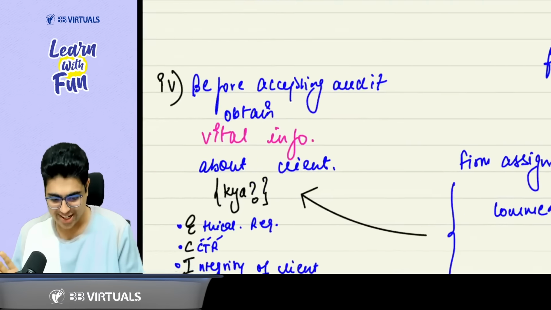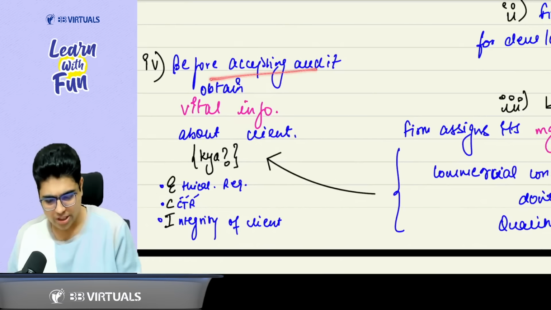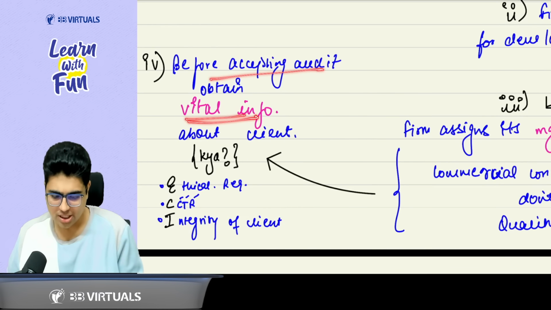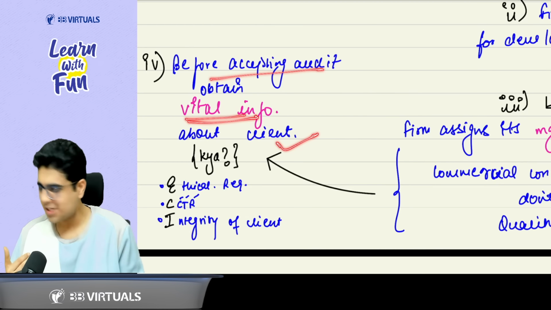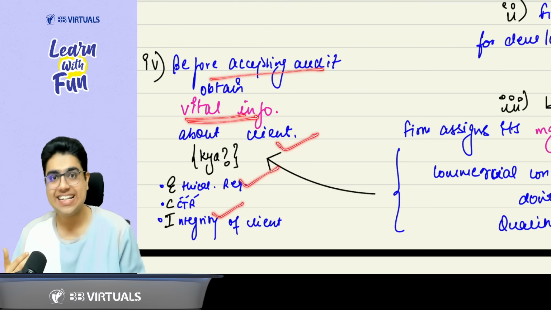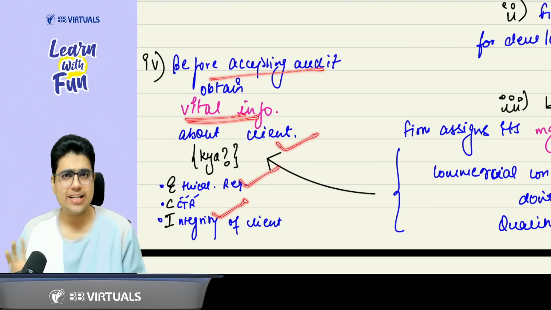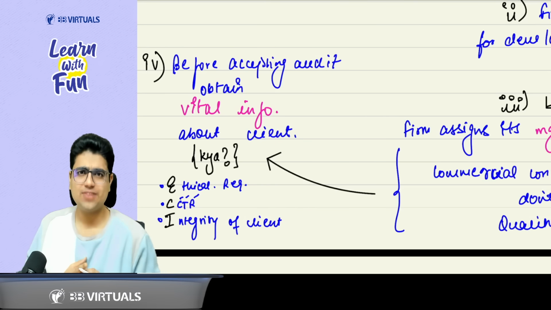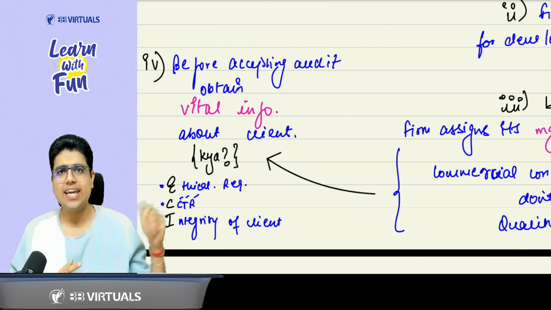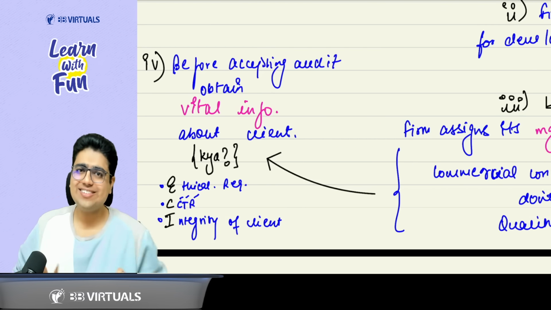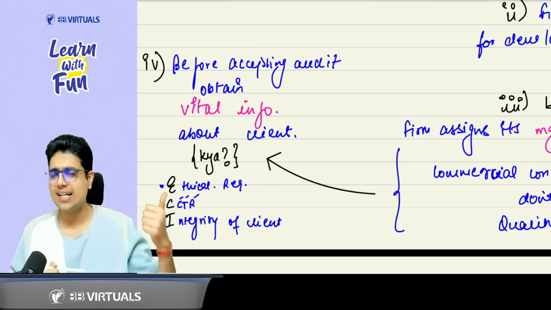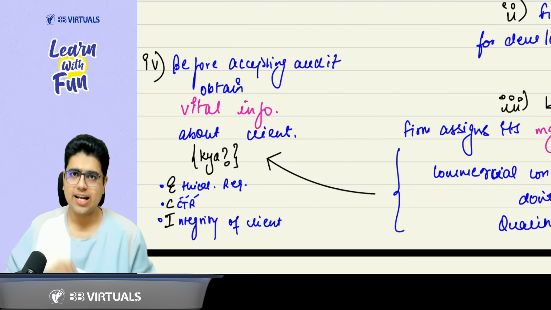Now let's read the 4th point. Before accepting any audit, obtain vital information about the client. What is the vital information? Ethical requirement, CCTR. CCTR means competence, capability, time, resources, and integrity of the client. So instead of SECI, here we will check ECI. ECI means ethical requirement, CCTR, and integrity of the client. You got the point or not?